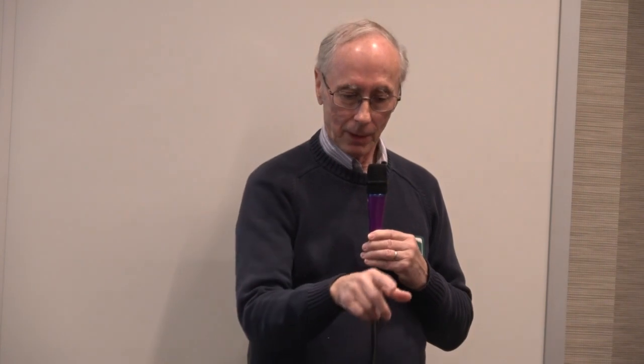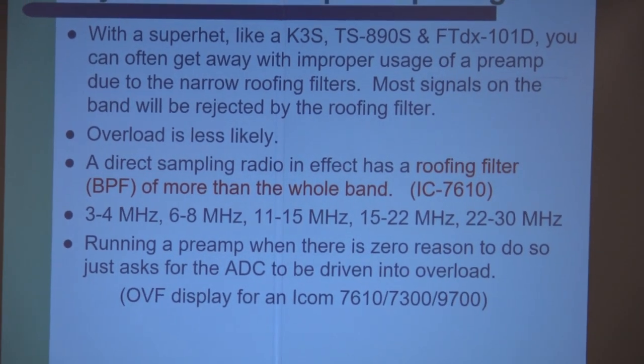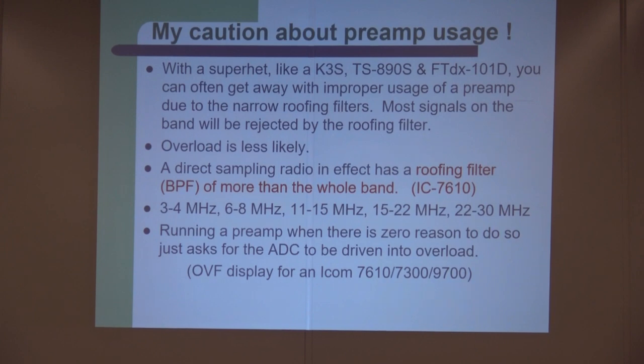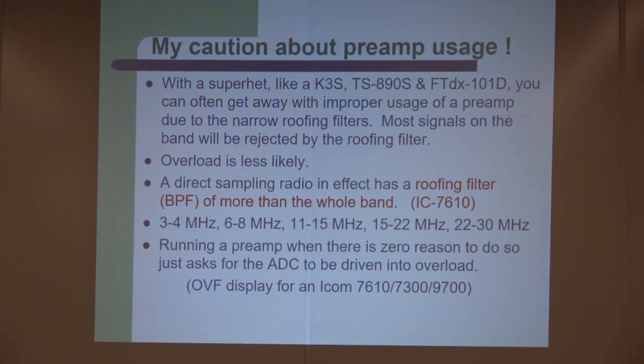Here's a little more information on why we don't want to run the preamp with a direct sampling radio that has no roofing filter. Look at the bandpass filters for the 7610, just as an example, on 40 meters. It's covering 6 to 8 megahertz. Think of all the broadcast stations and commercial stations in there. 20 meters, 11 to 15 megahertz. And on 15 meters, 15 megahertz to 22, and there's broadcast stations in there too. So that digital stuff has got to deal with all that.